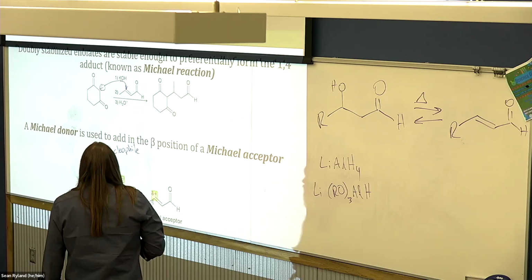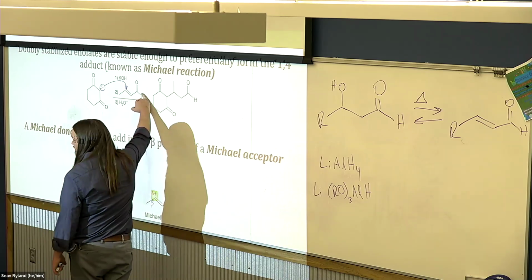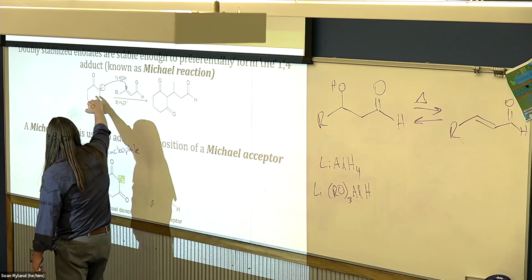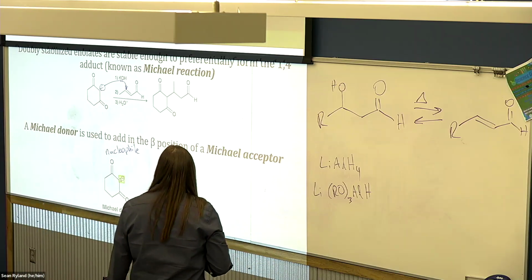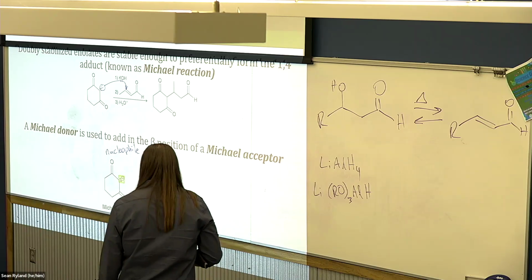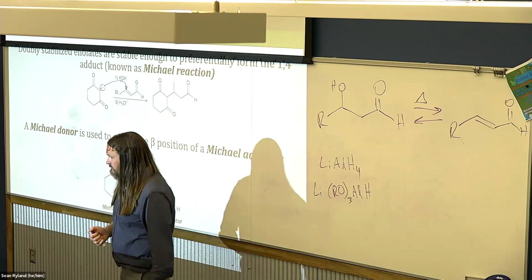Right, so for it to be the Michael reaction, it has to be an aldol reacting with a doubly stabilized enolate. You said it'll partially add to the beta chain? Yes.